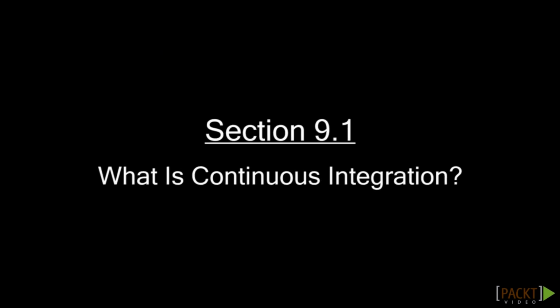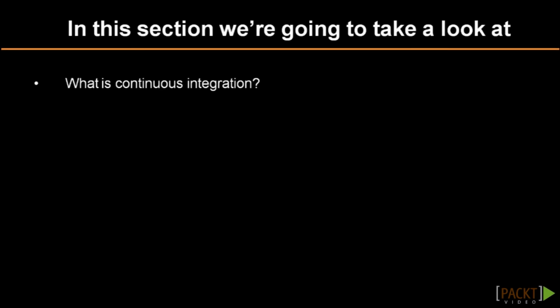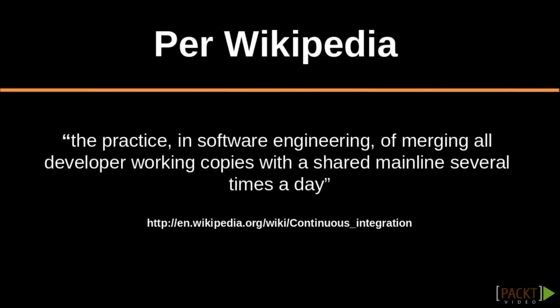Section 9, Continuous Integration. What is continuous integration? Well, according to our friends over at Wikipedia, continuous integration is the practice in software engineering of merging all developer working copies with a shared mainline several times a day. You can read a little bit more about it on Wikipedia, real easy to find, but I gave you the URL down here just for your reference.